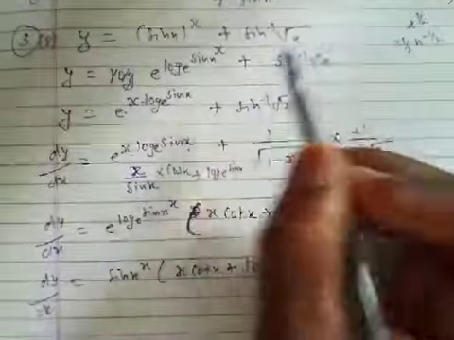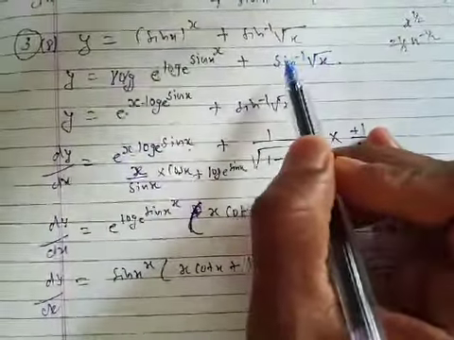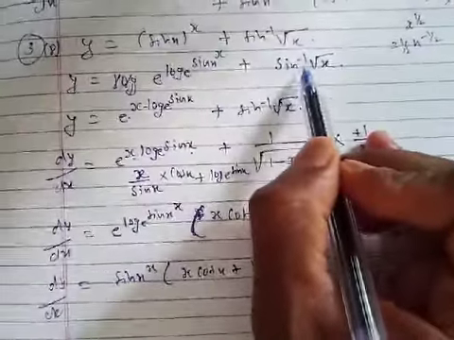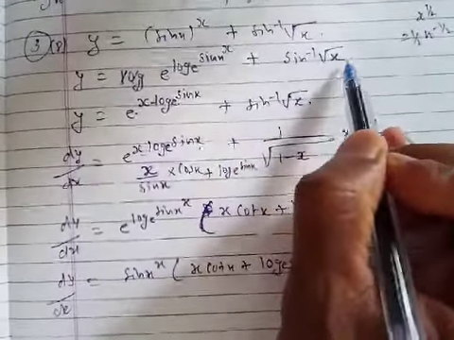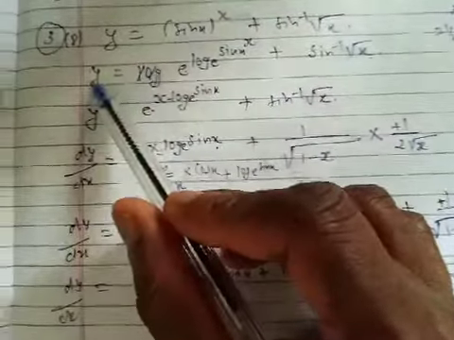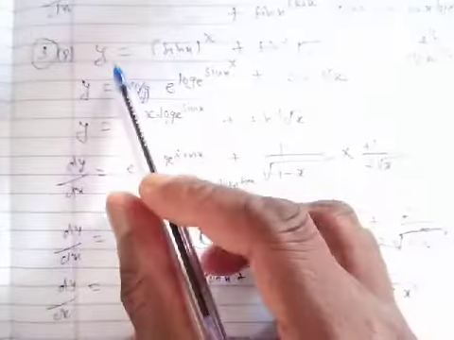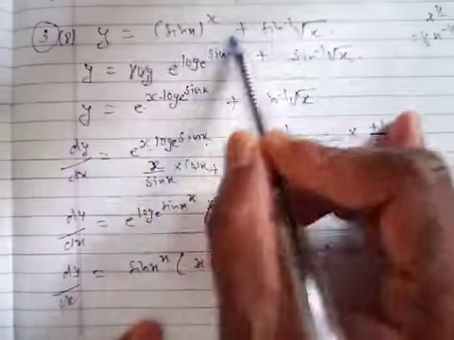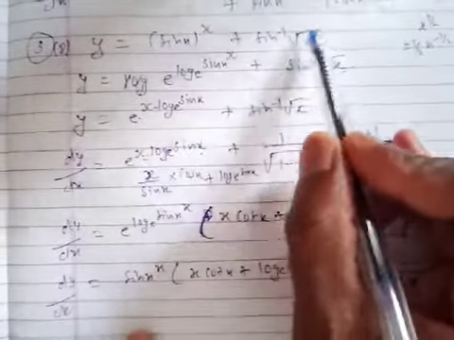Here no need of log because it is sin inverse root x. You know what sin inverse root x is. So y is equal to, this is the alternative method, y is equal to (sin x) raised to x plus sin inverse root x.